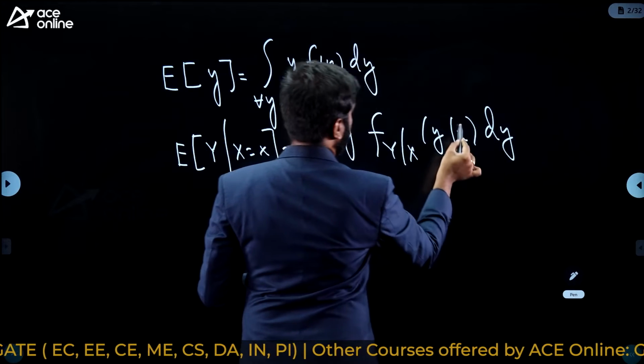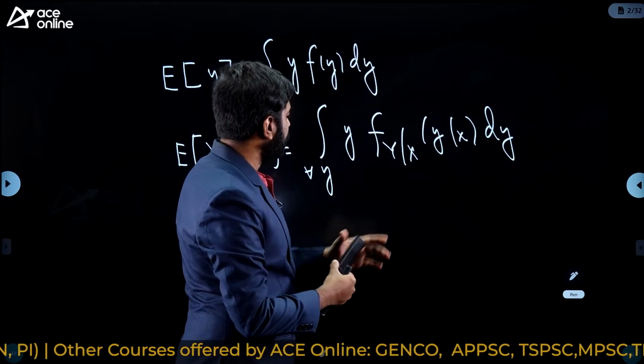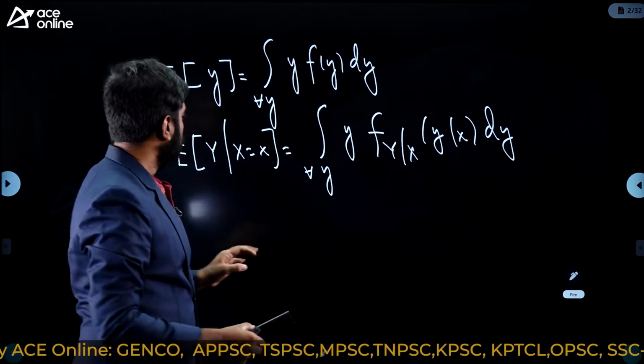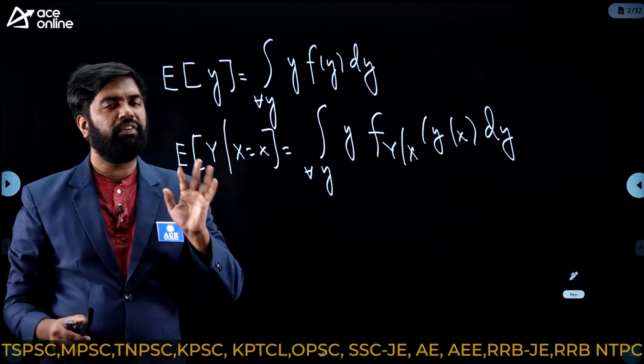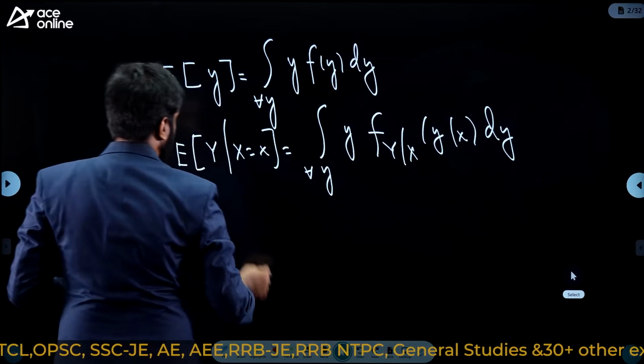So this quantity that you are seeing is the conditional probability density function of y for a given x. So this is what you have to find. To find this, you need to know the conditional probability density function of y for a given x. How do you find that? Have a look at this expression.